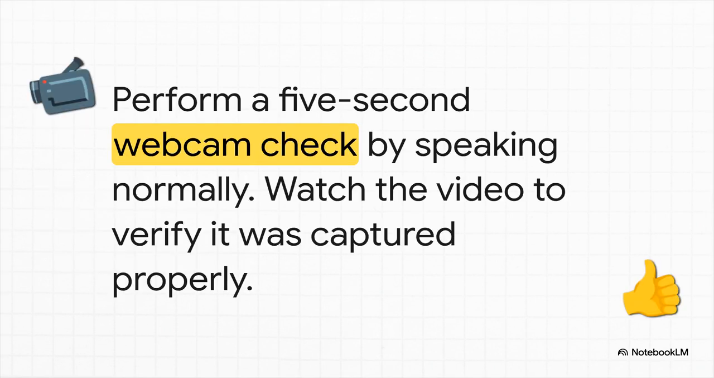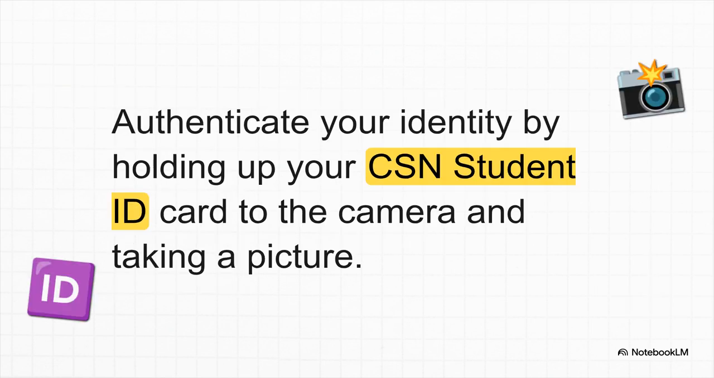So the first check is for your webcam and mic. The system's going to ask you to record a short, 5-second video. The easiest way to do this? Just speak normally. You can count to 10, say the alphabet, whatever works. Then you can play it back to make sure your audio and video are coming through perfectly. Next up, you might be asked to verify who you are. No big deal. You'll just hold your CSN student ID up to the camera so it can snap a clear picture. This is just to make sure the right person is taking the exam.